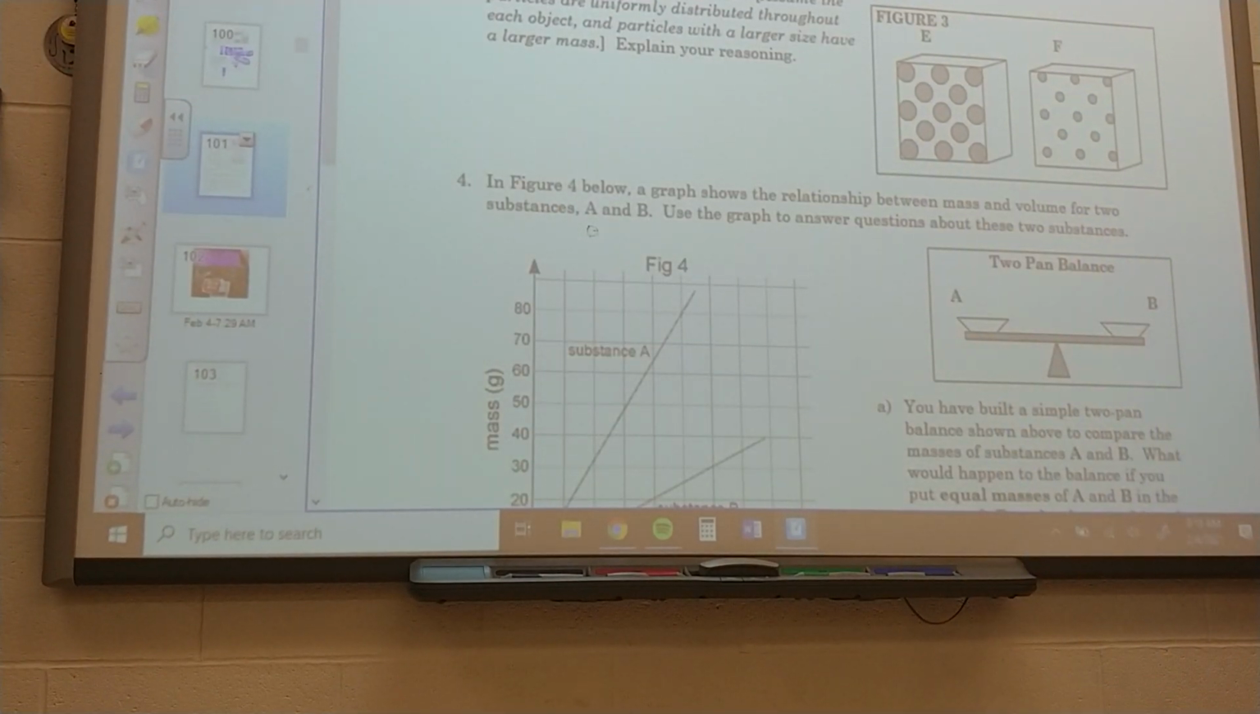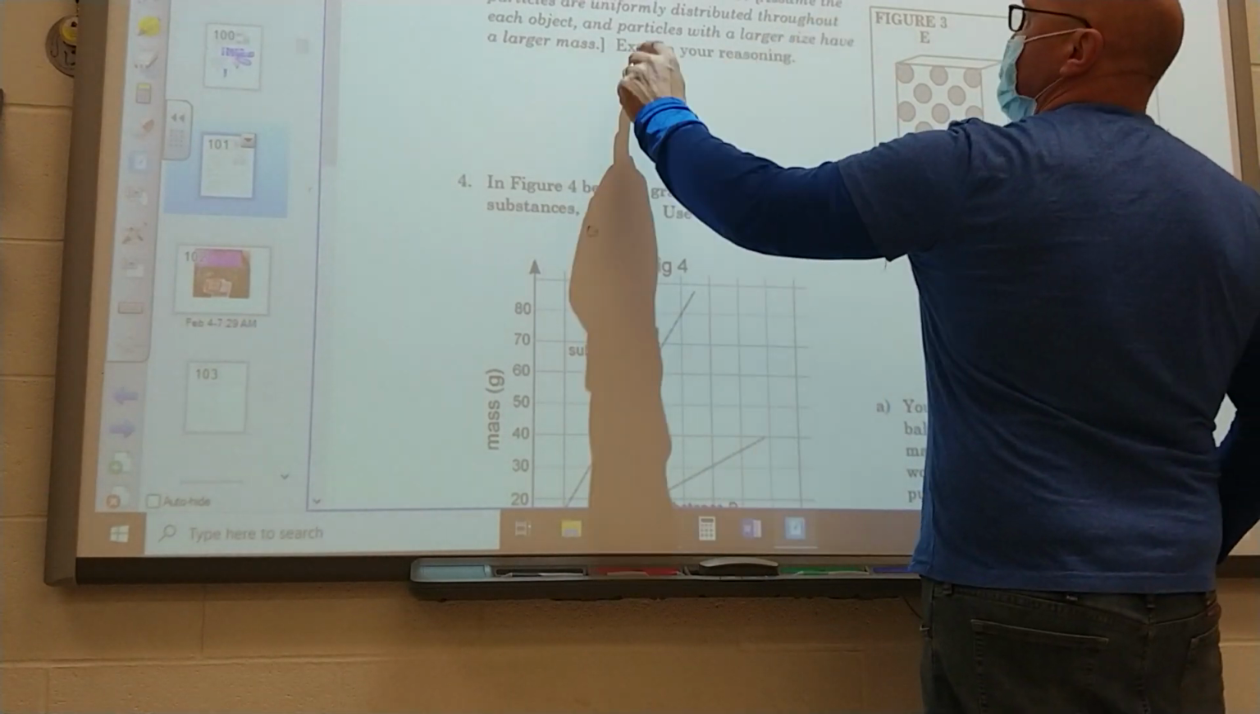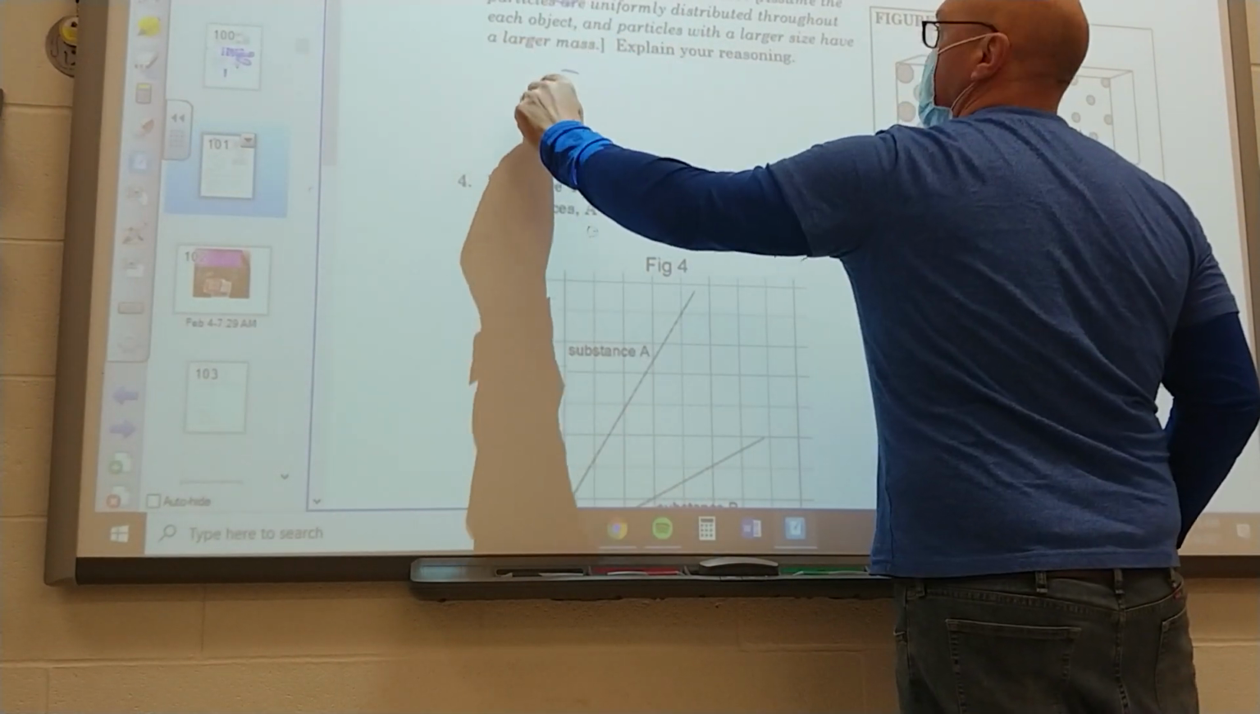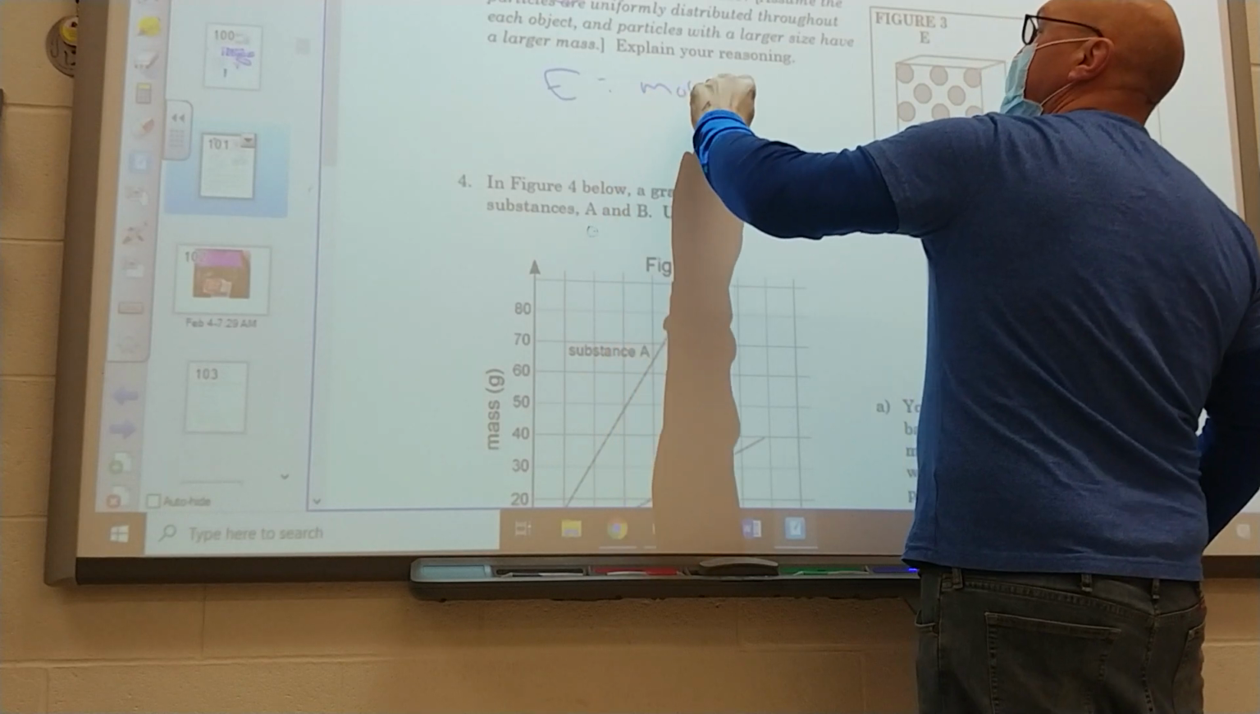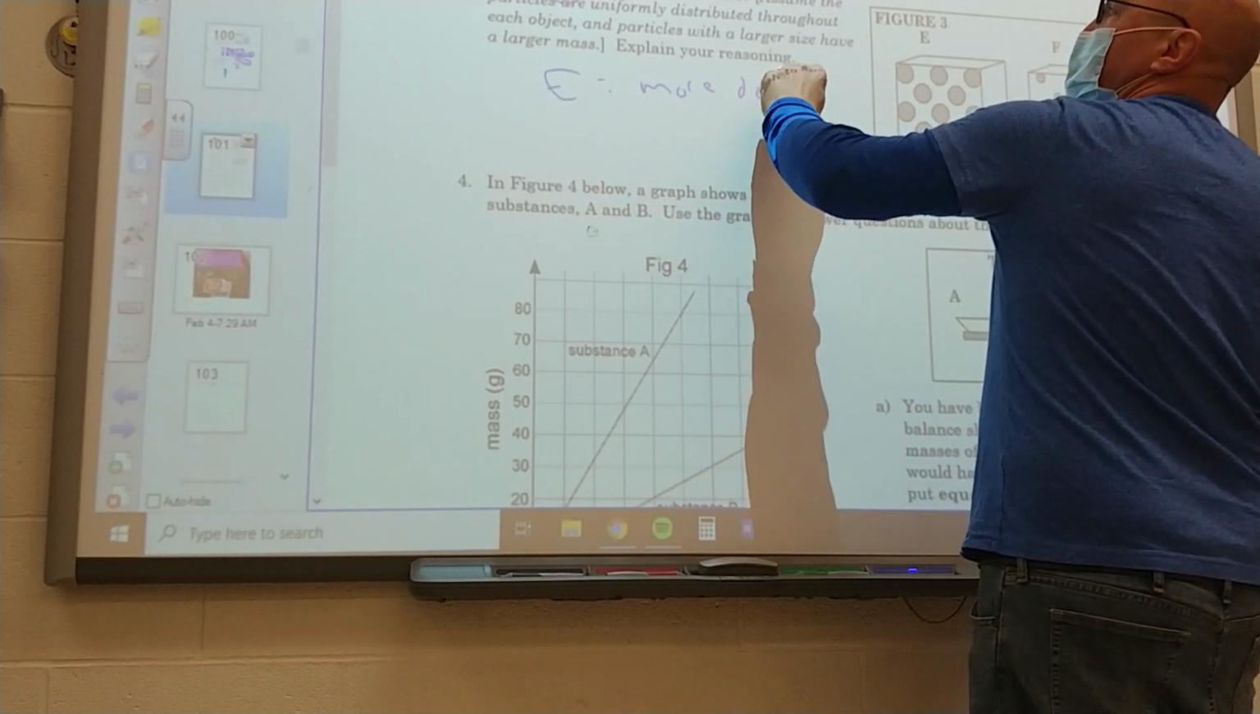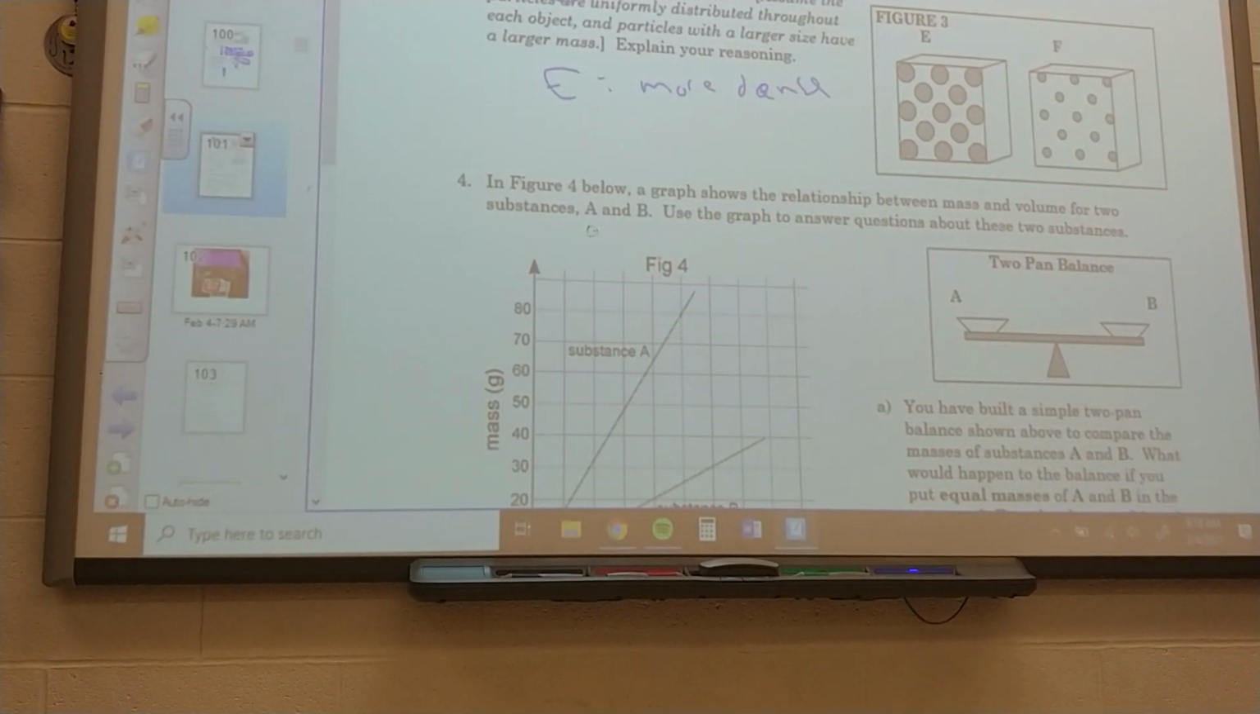Is object E or is object F more dense? Well, E is more dense, right? E equals more dense. How would we explain that? Even though they're the same size, they have more mass packed into there.